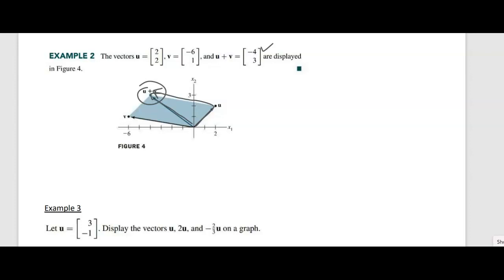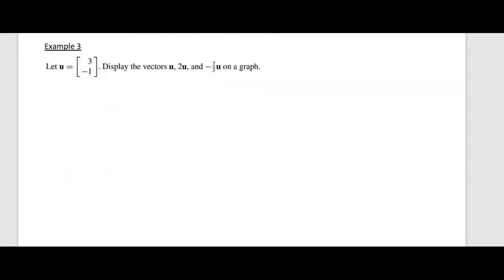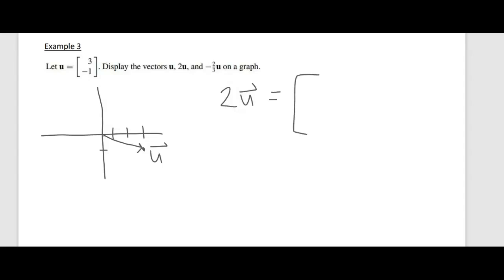All right, let's look at these on our own and these geometric descriptions. So if u is 3, -1, then there's u. So then 2u would be 6, -2. Notice that's literally 2 lengths of u to get to that point.